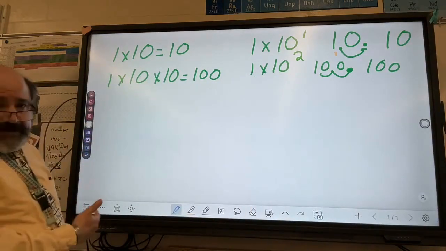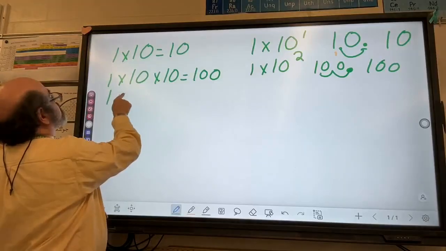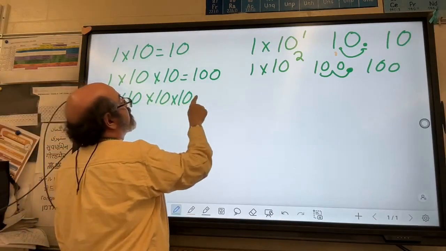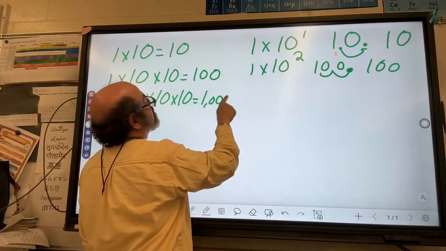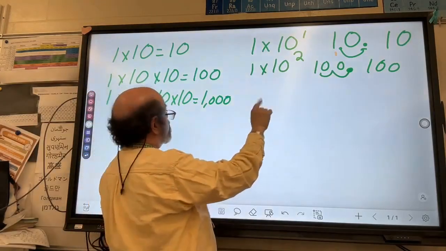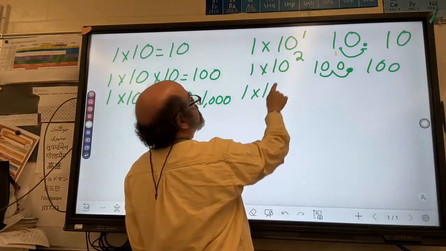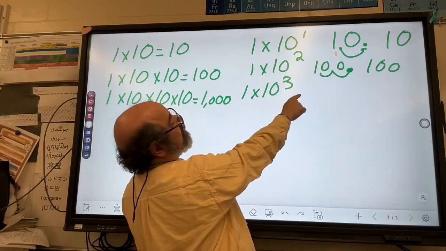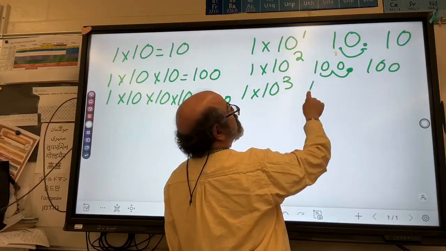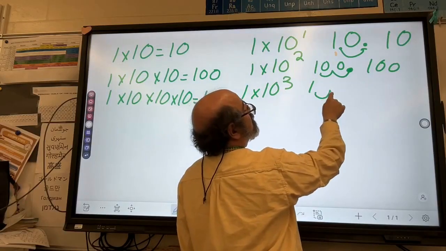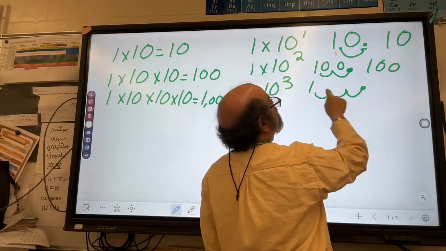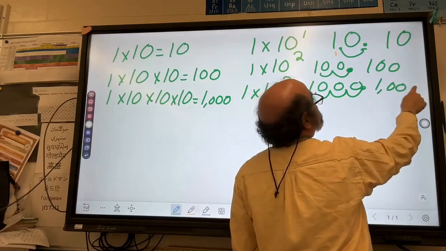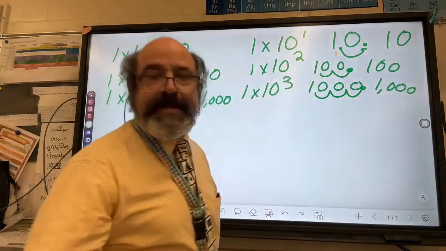Next, you'll see a pattern as we go. 1 times 10 times 10 times 10 is 1,000, which is also 1 times 10 to the third, which means we're moving the decimal places 3 times. So it's 1, decimal place 1, 2, 3, 3 places. Now it's 1,000. See how we're moving that decimal place?